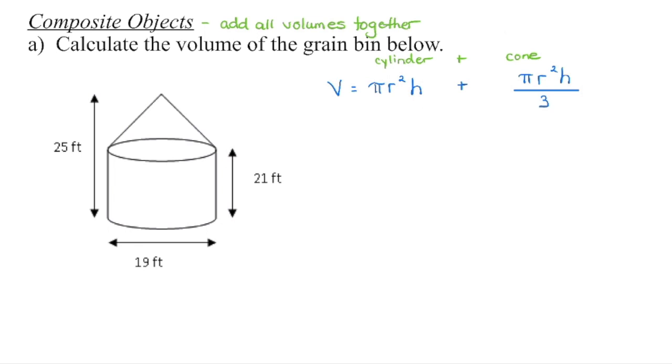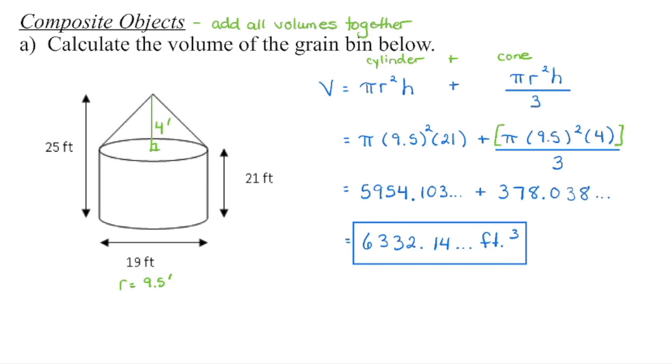Now in terms of the cone, we have one third pi times r squared times h. So pi again is a constant. The radius will be the same, so it's going to be half the diameter that's given to us, so 9.5 feet. Now the height of this cone, we know that the height of this whole object is 25 feet, and the height of the cylinder is 21 feet. So if we subtract 25 minus 21, that's going to give us the height of the cone, which is going to be 4 feet. So we can go ahead now and substitute those measurements in there.